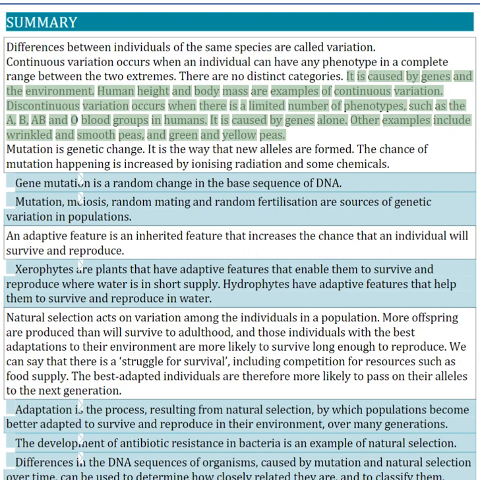Discontinuous variation occurs when there is a limited number of phenotypes, such as the A, B, AB and O blood groups in humans. It is caused by genes alone. Other examples include wrinkled and smooth peas and green and yellow peas.